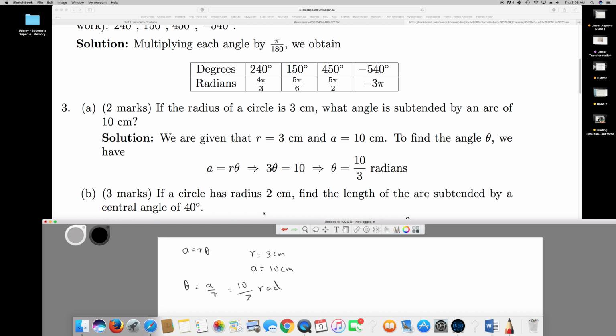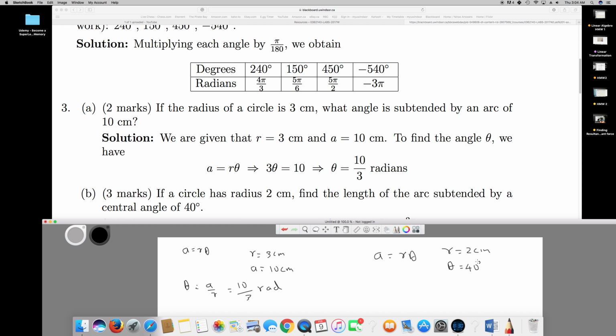And the final question is asking, if a circle has a radius of 2 centimeters, find the length of the arc subtended by a central angle of 40 degrees. So same equation, A is equal to r theta, and in this case they are asking us to find A, and they have given theta and r. So r is equal to 2 centimeters, theta is equal to 40 degrees.